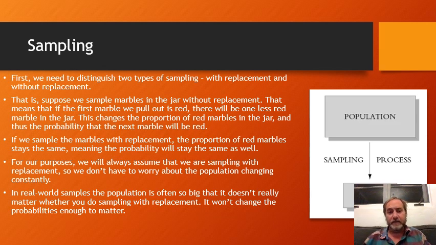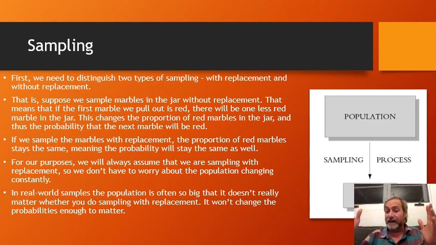Sampling with replacement, sampling without replacement. So what does that mean? Back to our marbles in the jar. What happens if we sample marbles in the jar without replacement? What that means is we pull a marble out, it's red, and we set it aside. Now when we make our second draw, there's one less red marble in the jar, and all of a sudden the proportion of red marbles in the jar has changed. So the probability that the next marble will be red has changed.